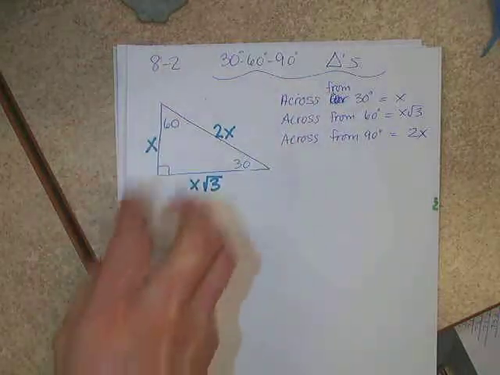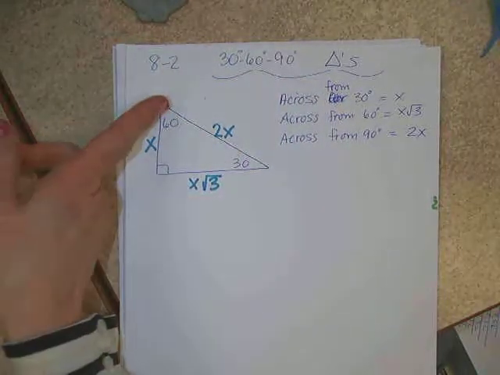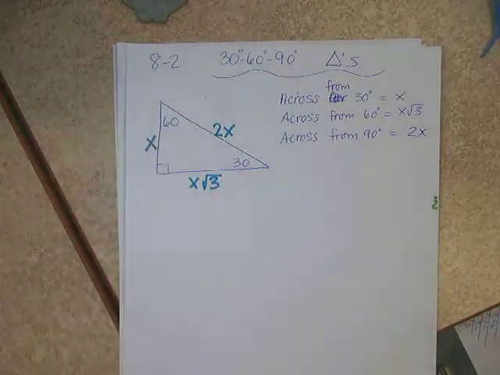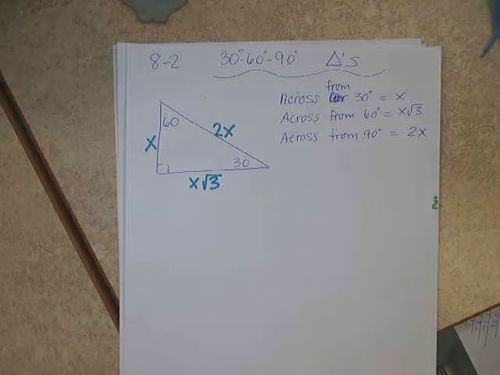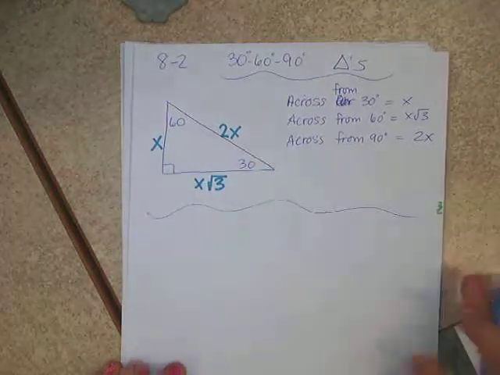Okay, because if it's in this orientation, this won't always be your 30 at the bottom and your 60 at the top. And they won't always give you both. But you want to get in the habit, if you have a right triangle and you see a 30, you should automatically know the other one is a 60. Or if they give you the 60, you should know the other one's a 30. Okay, as long as it's a right triangle.